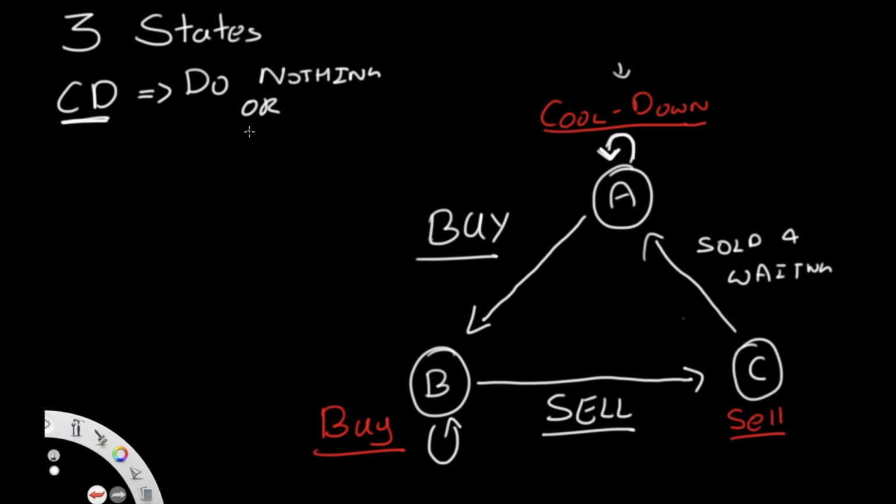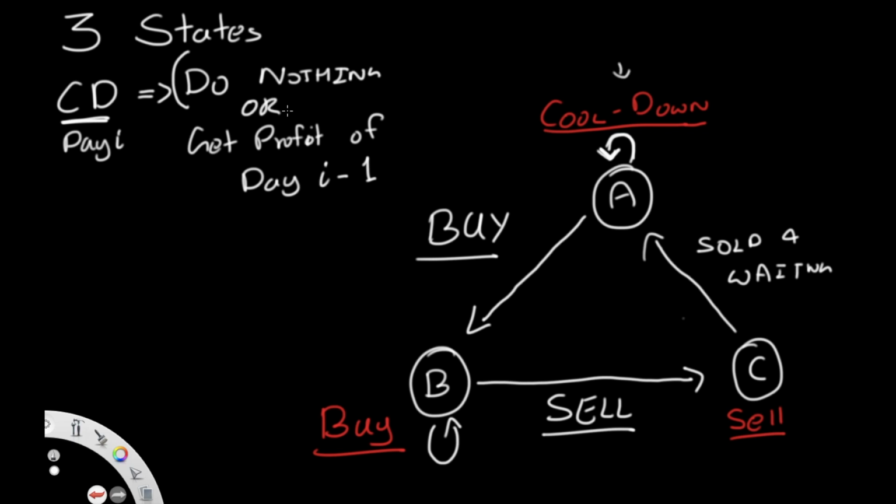In the cooldown state, we're not doing anything, but we get the profit from the previous day's sell. So let's say we're talking about day i. We're going to get the profit of day i minus 1, so one day previous to this. That's how we can get our max profit from the cooldown. We're going to take the maximum of what happens if we do nothing, or if we take the profit from the previous day.